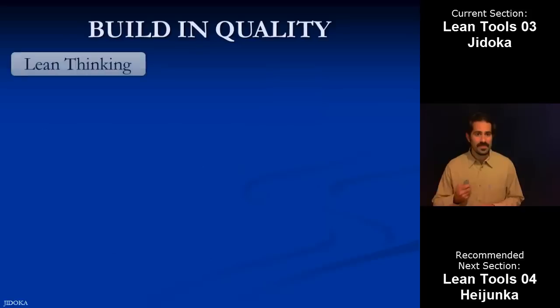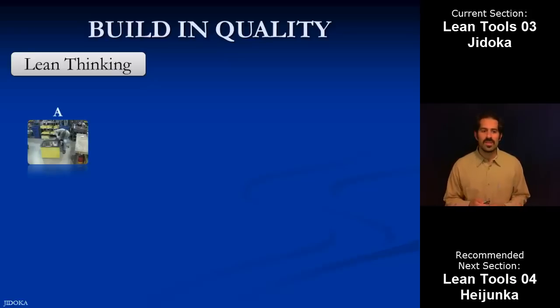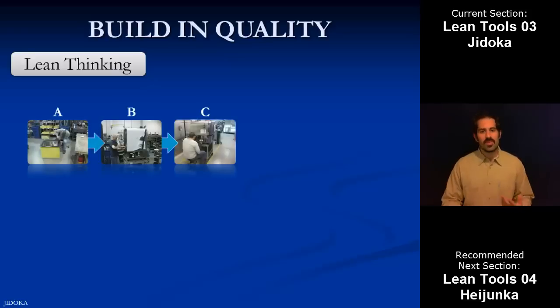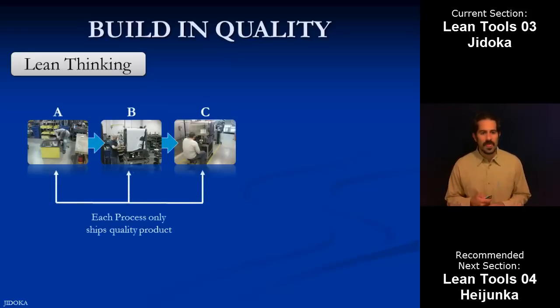So what we want to switch to with a lean approach is to lay out that exact same 3-process sample production line, but make sure that each process only ships quality product. Each operator within each process has a firm understanding of what is a good product, what is normal, and what is abnormal. So when there is a defect, they can see it, they know what it is, and they can do something about it.